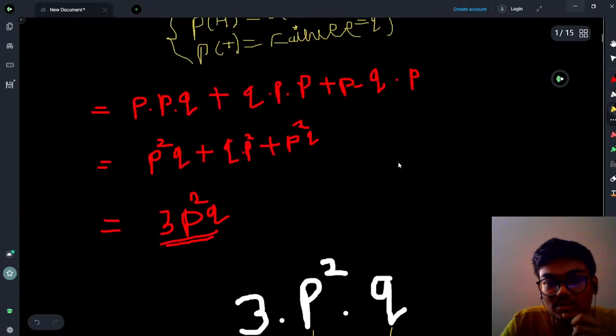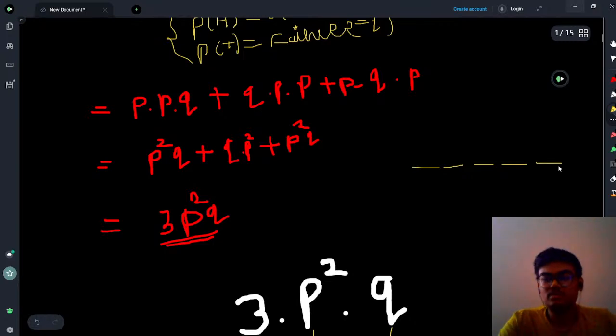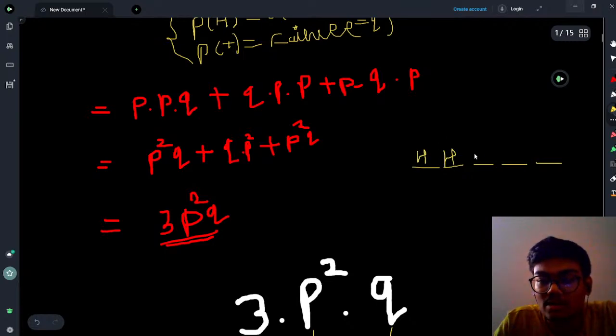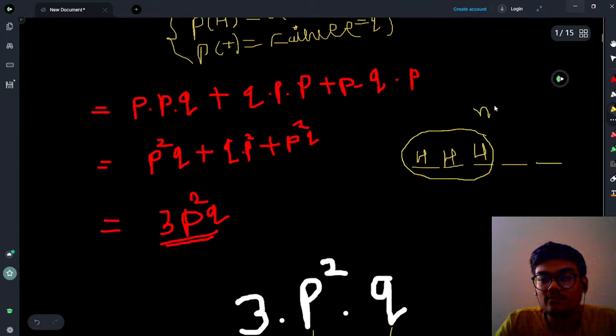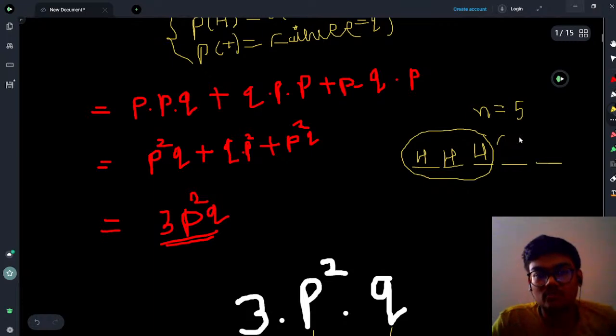Let's understand that also here. Let's consider we toss a coin 5 times and we get 5 outputs, meaning we have 5 total trials. If we want to find 3 heads, then this is the head, this is the head, this is the head. We are considering only the 3 heads, we don't consider the remaining. So for n equal to 5, getting 3 heads is called a success, and the rest is a failure.